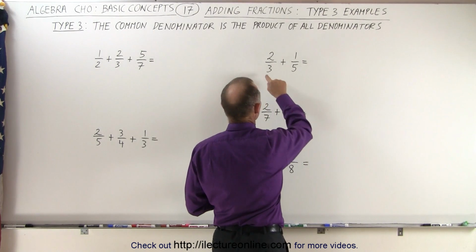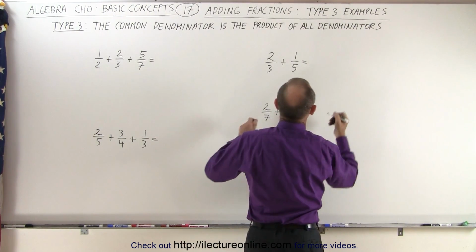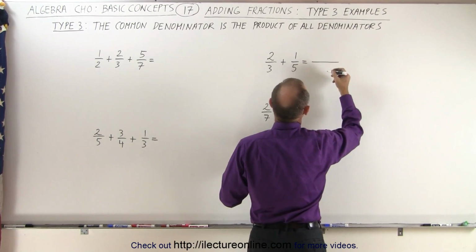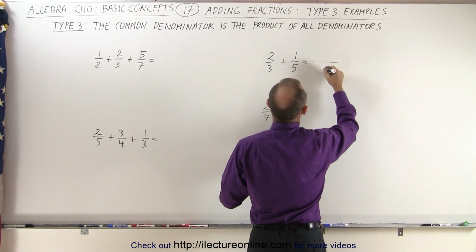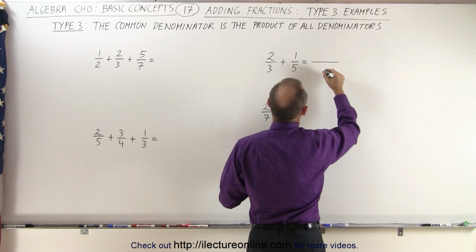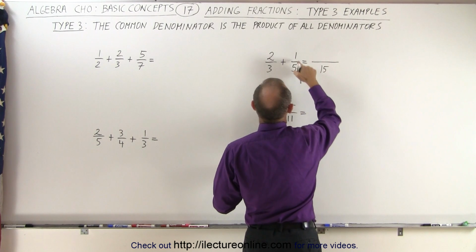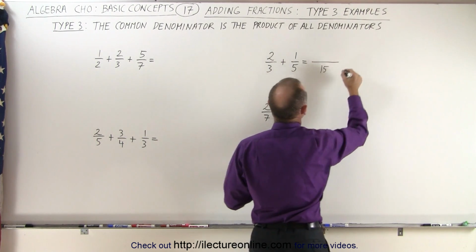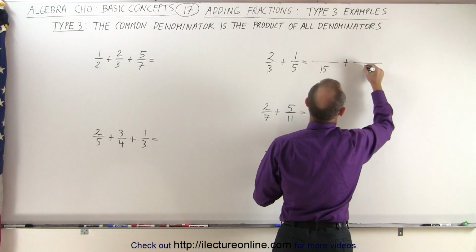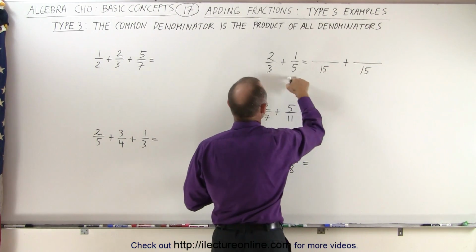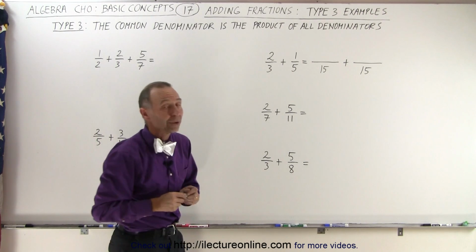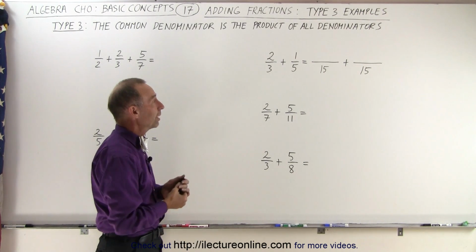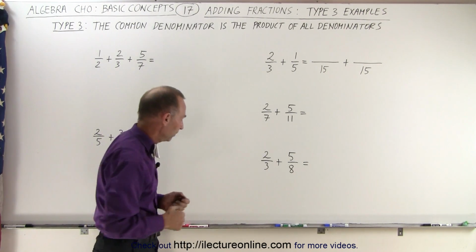So here, when we multiply 3 times 5, we get 15. That means both fractions will have a new denominator of 15. The question is, what do we need to do in order to turn the numerator into the correct number so that the fraction hasn't really changed? So both fractions will now have the new denominator 15, which is the product of the 3 and 5. But now the question is, what will the numerators become? How do we find the proper numerator?